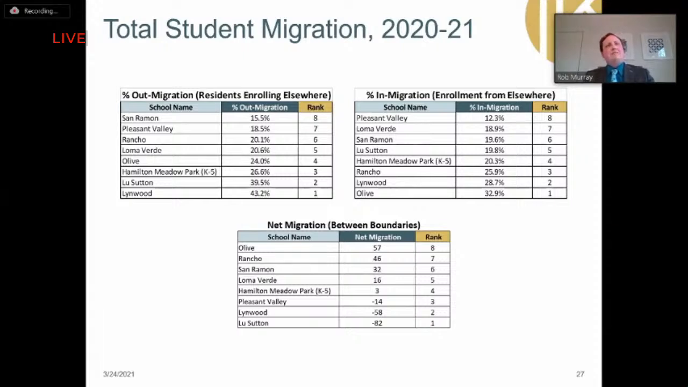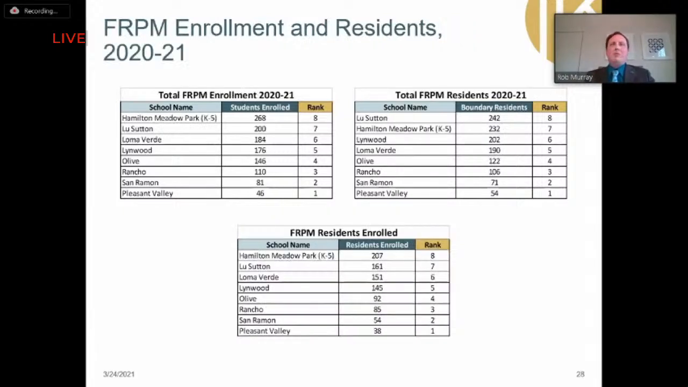Then we look at the percent out migration, which again is those residents of that boundary who are enrolling elsewhere, the percent in migration, so your enrollment in that school that's coming from elsewhere, and then that net migration, so just between the boundaries, which schools relatively have more students going out than coming in, or coming in than going out. And then we're taking the capacity section out, but otherwise, for each special population that the committee has expressed some interest in seeing, we're just going to go through that same sequence of charts.